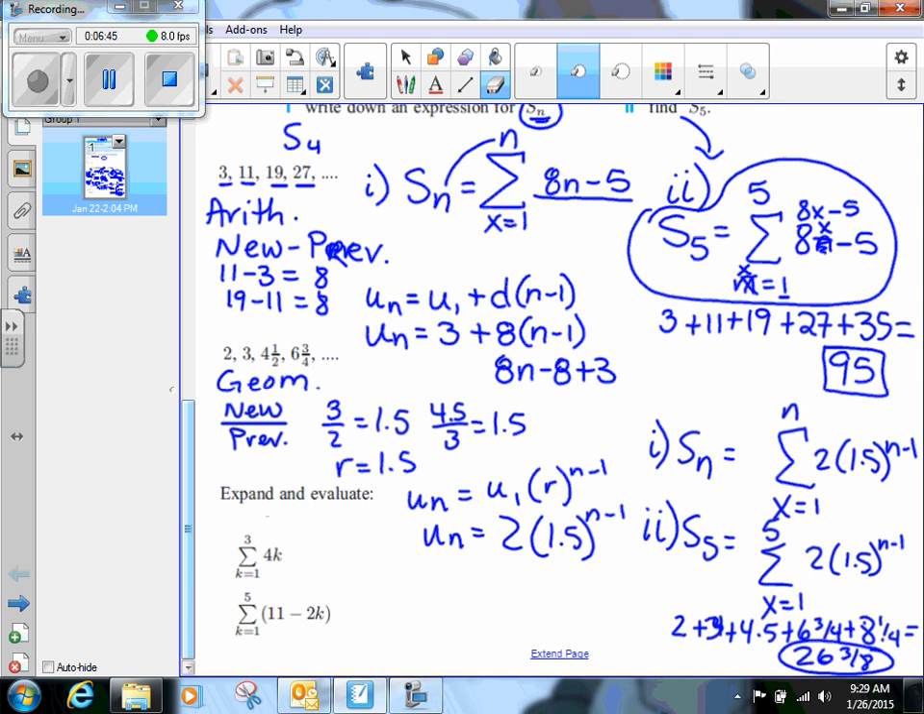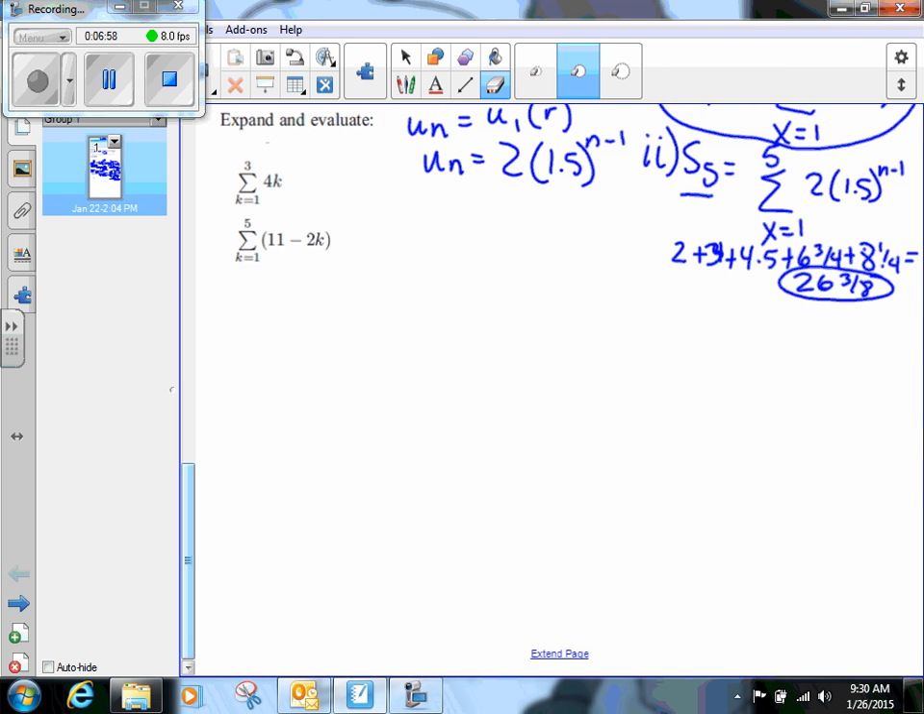So that's how you would answer these general questions when it wants the s sub n. You're coming up with the rule, and then if it wants something specific, you apply it. Again, in just a little bit, we'll be taking a look at the calculator steps for that.